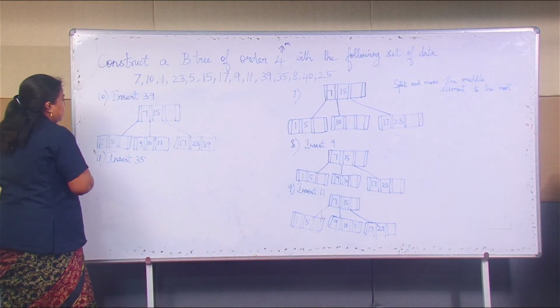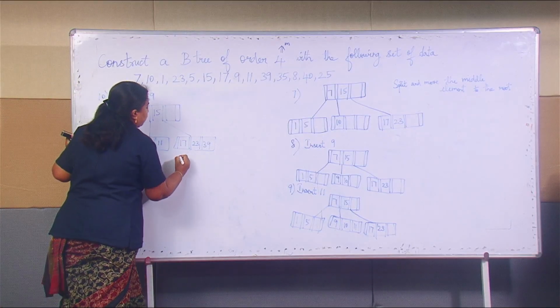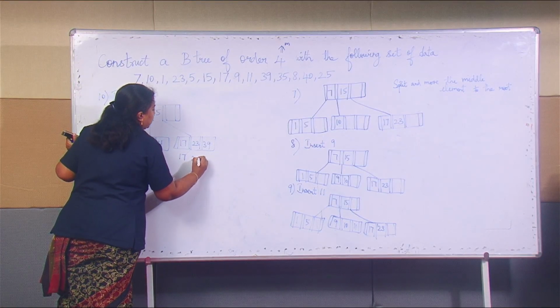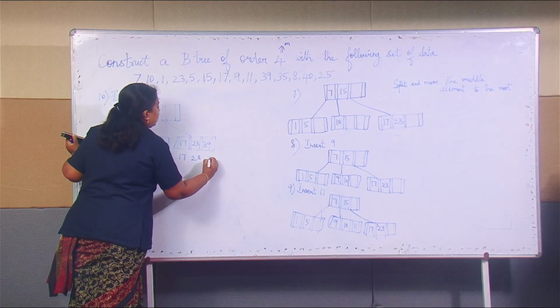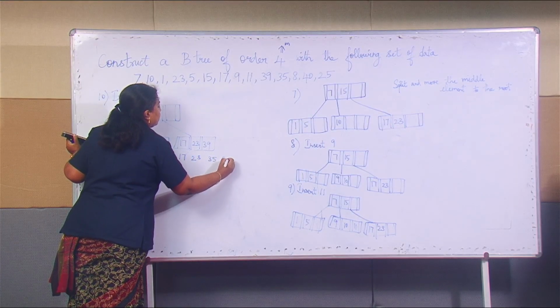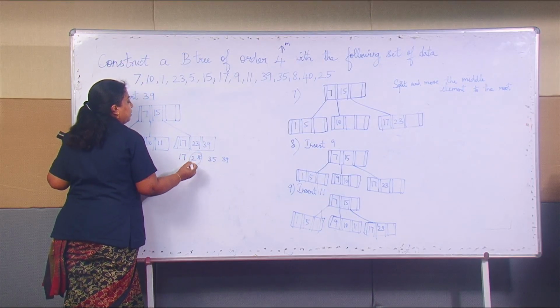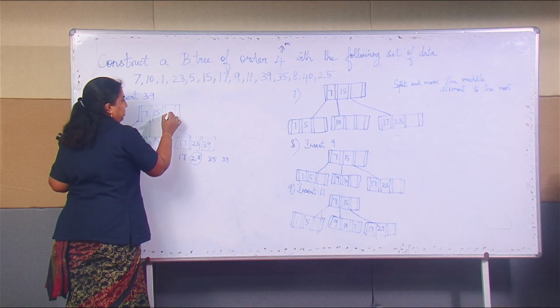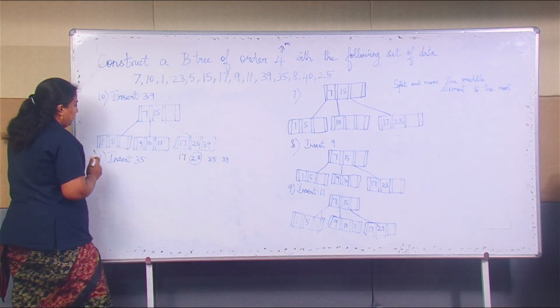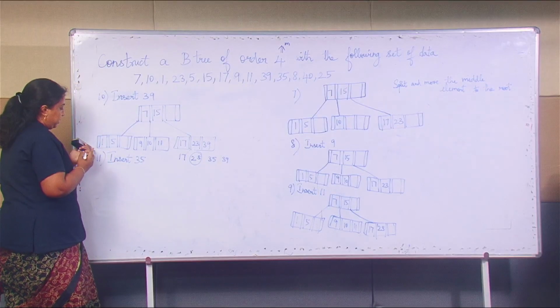So we are going to find the middle element for 17, 23, 35 and 39. Okay. Since we are going with the left element, 23 will be moved to the root node and it will be placed here. Okay. So we are going to do that in step 11.